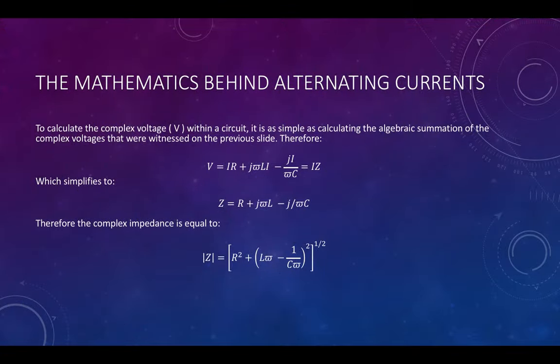Using the complex expressions just explained, the total complex voltage is easily calculated through the summation of these voltages. Therefore, the formula is as follows. V equals IR plus J omega L I minus J I over omega C equals I Z, which simplifies to Z equals R plus J omega L minus J over omega C.